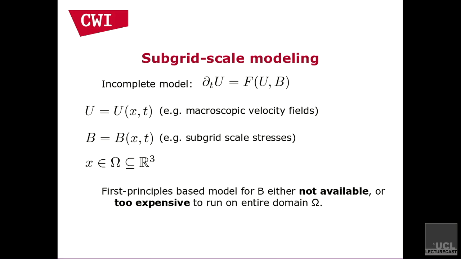In general, we have some PDE which depends on, in this case, the velocity field, and the small scales tend to appear as a source term on the right hand side, like this. In the case of velocity, this would be something like a momentum transfer. And either we have no first principles for B, or it's just too expensive to run it efficiently.